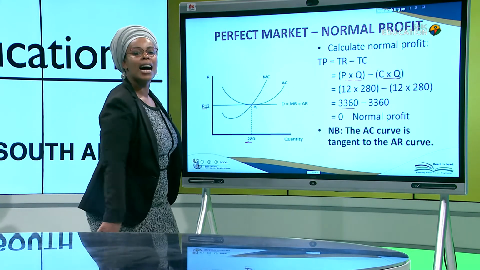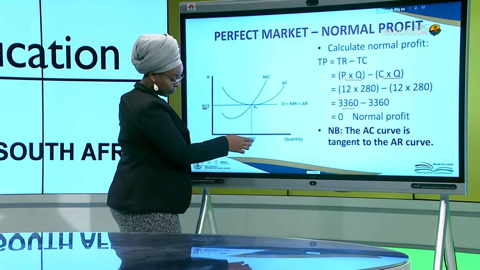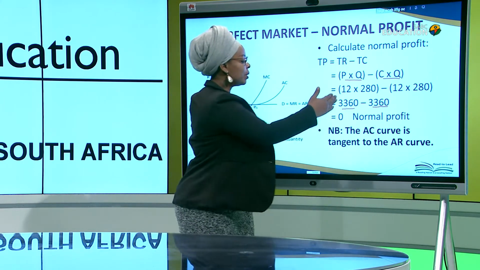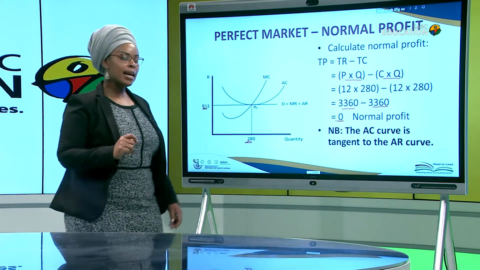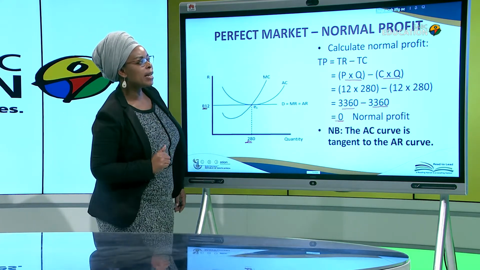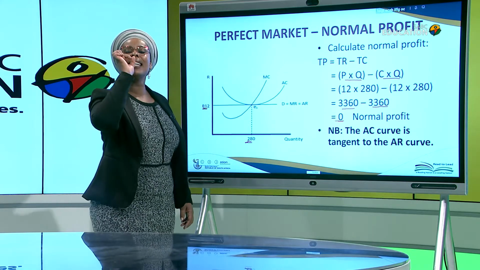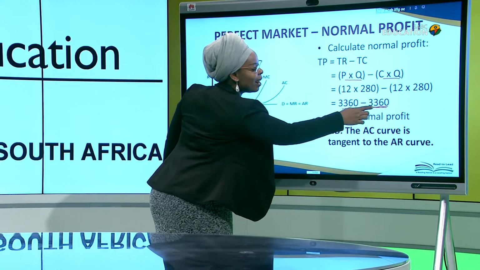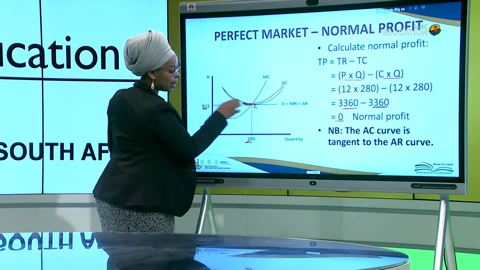Again, we need to calculate the cost. What is our cost? Our cost is still 12 rand. We say 12 rand multiplied by 280. It gives us 3,360. When you subtract, your answer will be a 0. So always take note that in the short run, when the business is making normal profit, the profit after you have calculated, it will be a 0. Why? Because total revenue is equal to total cost. And also take note that the AC will lie tangent at this particular point.